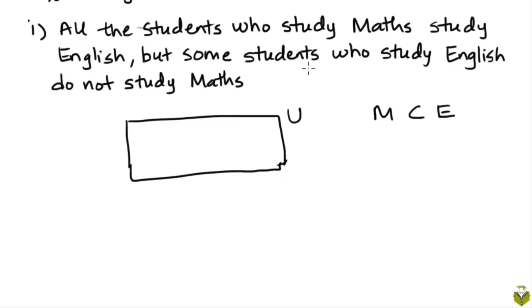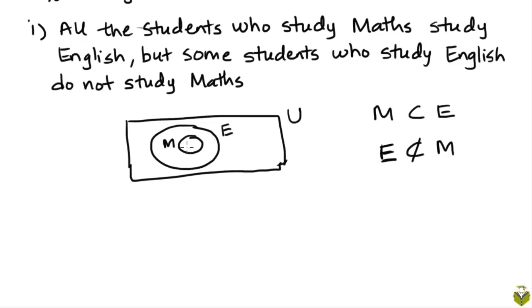We are also given that some students who study English do not study maths. So the set E is not a subset of the set M, because there are some students in the set E who are not studying maths, which means they are not in the set M. Now since M is a subset of E and E has some extra elements not in M, we can draw M as an inner circle and E as an outer circle within which M is contained.